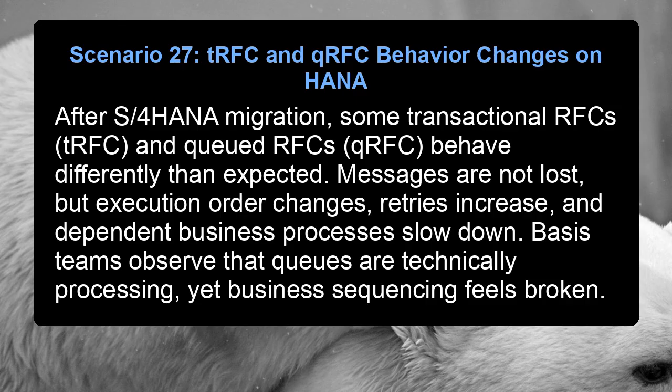After S/4HANA migration, some transactional RFCs (TRFC) and queued RFCs (QRFC) behave differently than expected. Messages are not lost, but execution order changes, retries increase, and dependent business processes slow down. Basis teams observe that queues are technically processing, yet business sequencing feels broken.